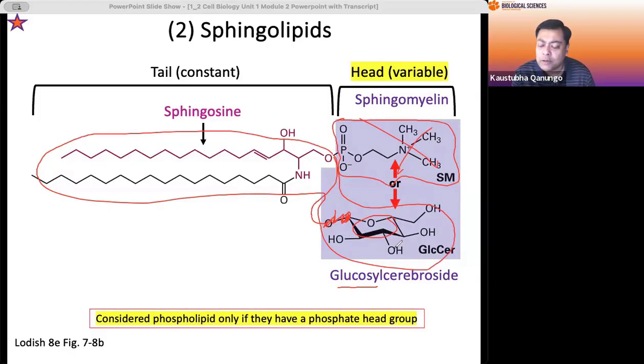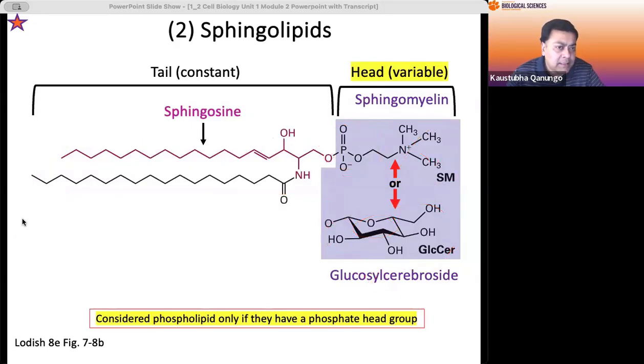Sometimes, instead of saying glucosyl, we say glucocerebroside. So glucosylcerebroside and glucocerebroside, even if you do not see the word glucosyl, are both the same thing. So glucocerebroside, also known as glucosylcerebroside. Both are used interchangeably. So the glucocerebroside is not a phospholipid, whereas a sphingomyelin with a phosphate group is a sphingolipid, but it's a phospholipid as well.